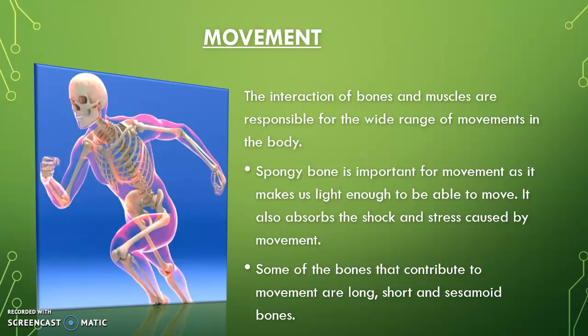Next, we have movement. The interaction of bones and muscles is responsible for the wide range of movements in the body. Spongy bone is important for movement as it makes us light enough to be able to move. It also absorbs the shock and stress caused by movement. Some of the bones that contribute to movement are long, short, and sesamoid bones.